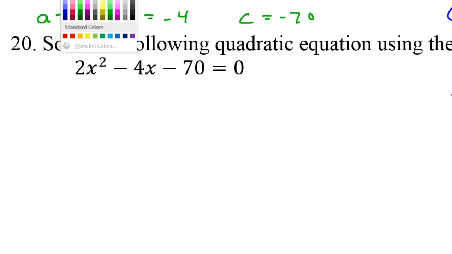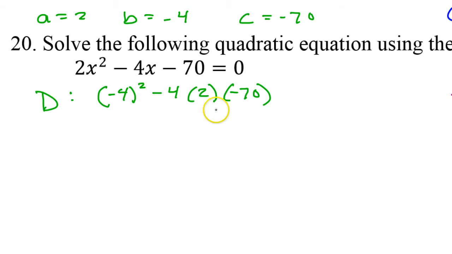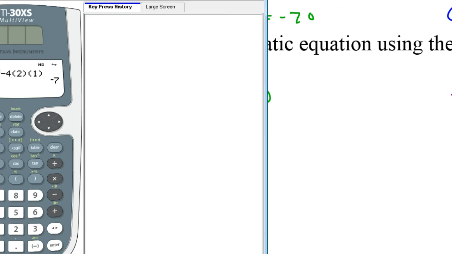First, the discriminant. My discriminant is b squared minus 4ac. So b squared, that's negative 4 squared, minus 4 times 2 times negative 70. This is my discriminant. Now I know that negative 4 squared is positive 16. So I've got positive 16 minus 4 times 2 times negative 70. If you're going to use your calculator to do this, I recommend squaring this in your head, like I just did. You know it's always going to be positive, and then typing this into your calculator.